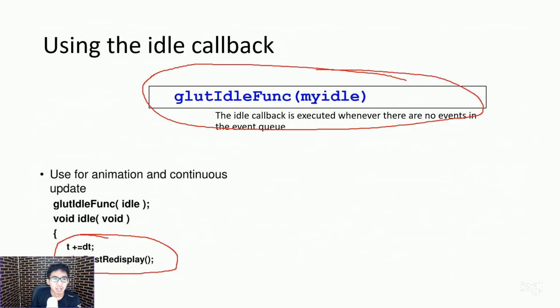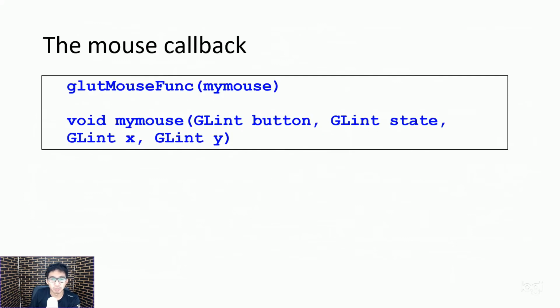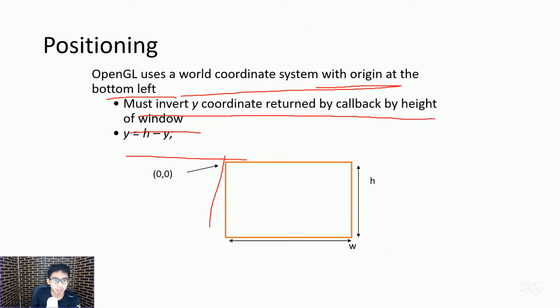Then, how to work with the callbacks. This is an example with callbacks and how we are going to call them. For example, the GLUT mouse function, where we have a my mouse function. Make sure you declare in the mouse function what to do when you press the left button of the mouse. Regarding positioning, OpenGL uses a world coordinate system with the origin at the bottom left, so you must invert the Y coordinate and return it by the callback using the height of the window.